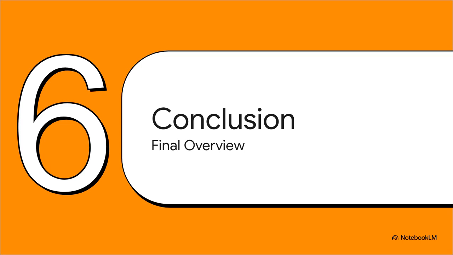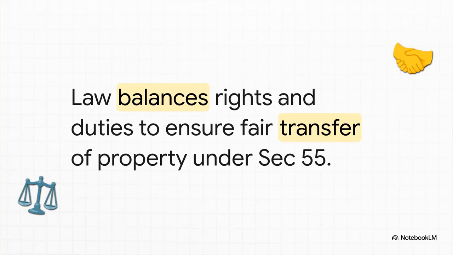Write down your final heading. 6. Conclusion. You must draft a precise final paragraph to tie this whole thing together. Draft this conclusion word for word. The law balances rights and duties of seller and buyer to ensure fair and secure transfer of property. Section 55 provides a comprehensive framework governing their relationship.